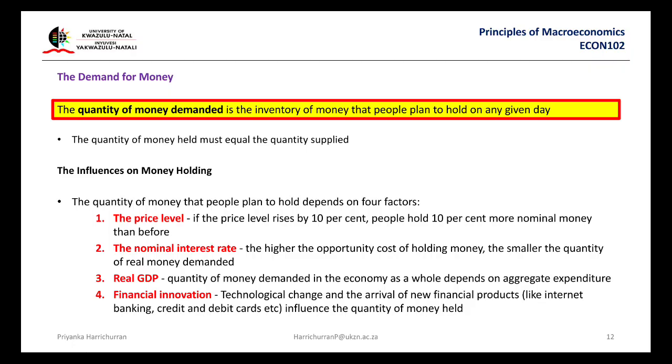Demand for money. So the influences on money holding. What increases the number of people who need money versus decreases it? So when the price level goes up, people need more money.